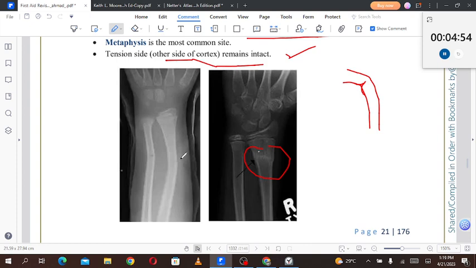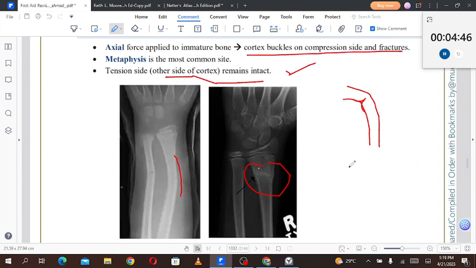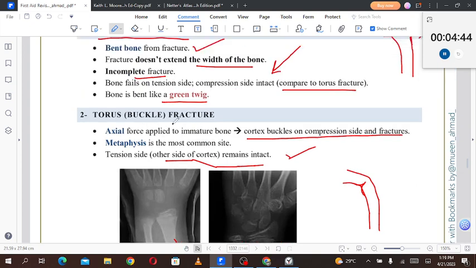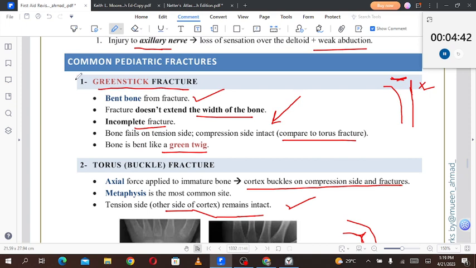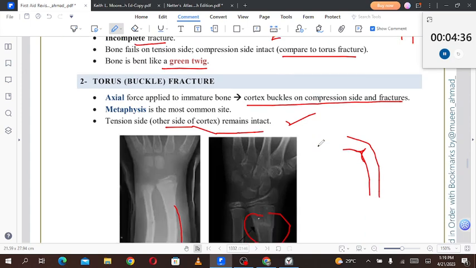Here you can see that the extended side is intact and there is a fracture somewhere inside. So the torus fracture is opposite to that of the green stick fracture. This is easy to understand. So understand the green stick fracture, and also remember that the torus or buckle fracture is opposite to that of the green stick fracture.